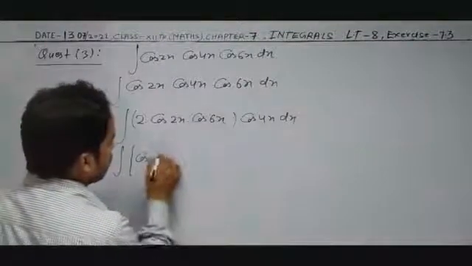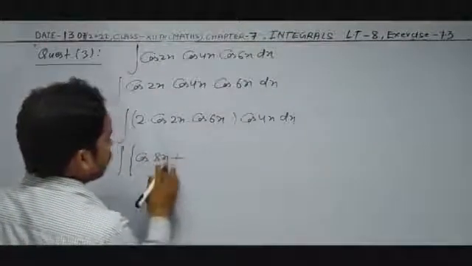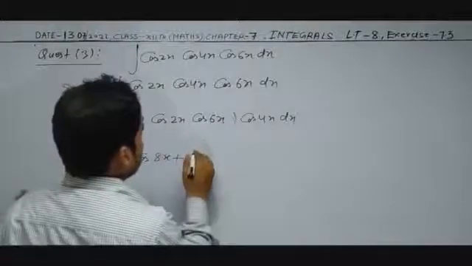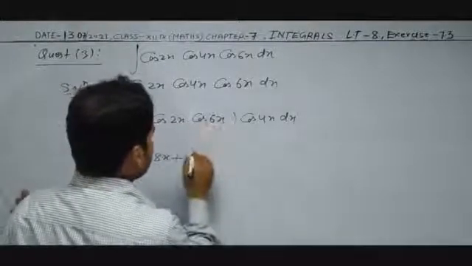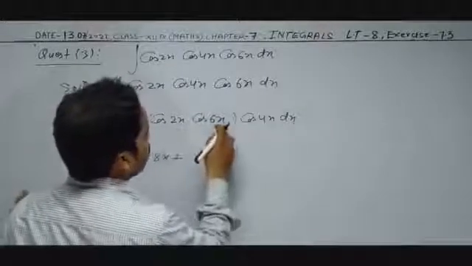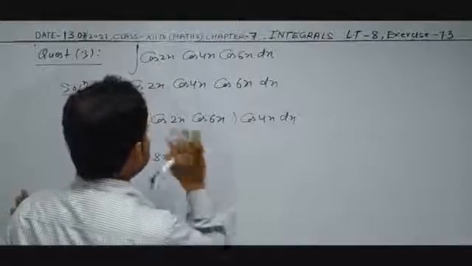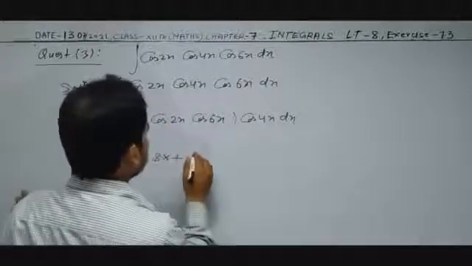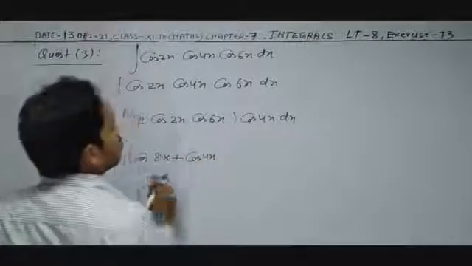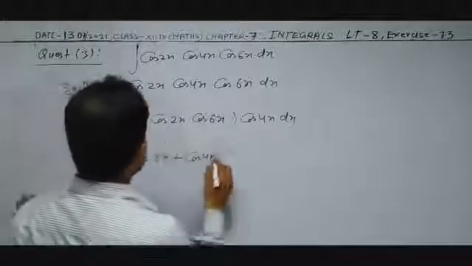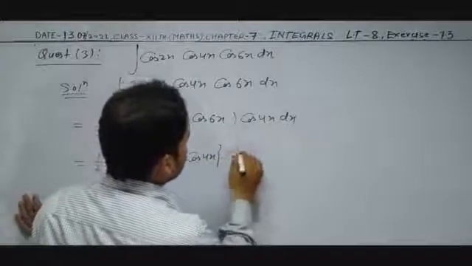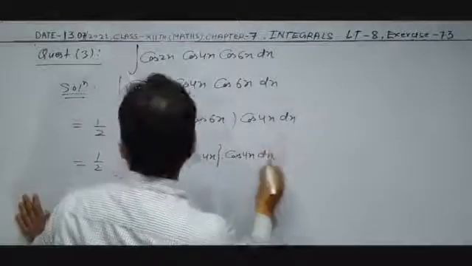Now cos of a plus b, in the curly bracket: 2x plus 6x, the result will be 8x. And cos of a minus b is 2x minus 6x, the result will be cos of minus 4x. Since cos of minus theta is equal to cos theta, the result will be cos of 4x, times cos of 4x dx.